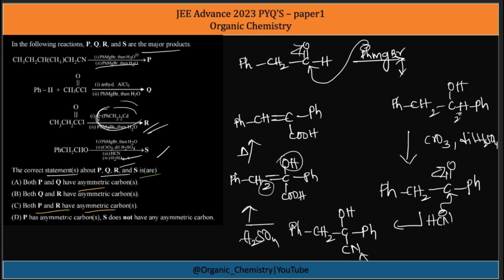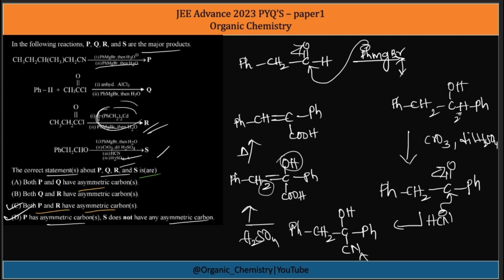So you can see there is no chiral carbon or asymmetric carbon here. So you can say that this option is also correct. P has asymmetric carbon and S doesn't have any asymmetric carbon. So options C and D will be the correct answer for this particular question. So it's only a simple thing we did here.